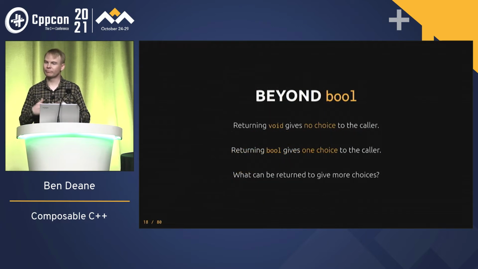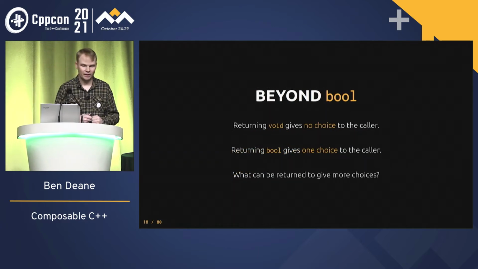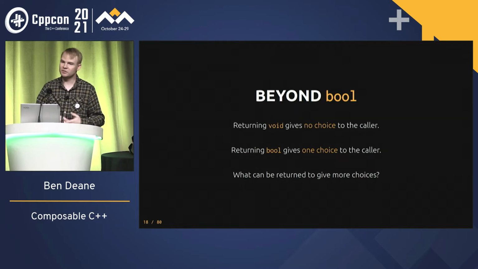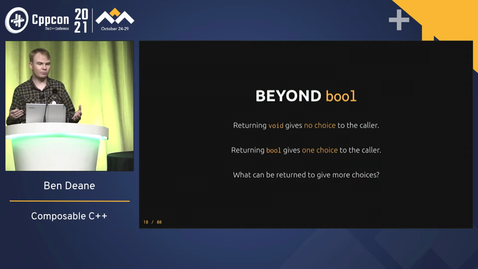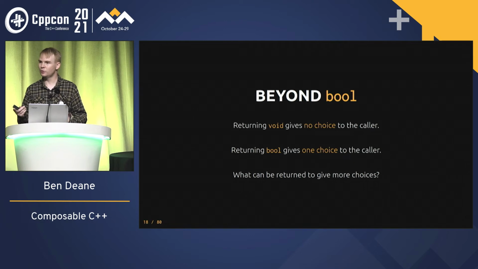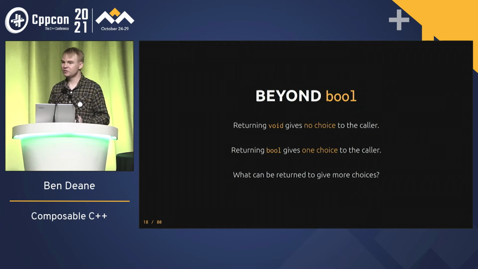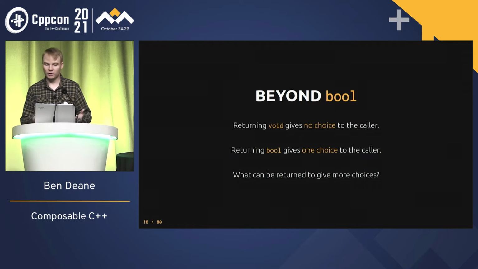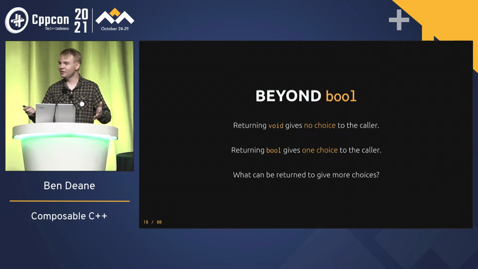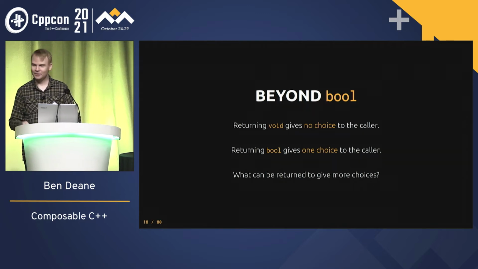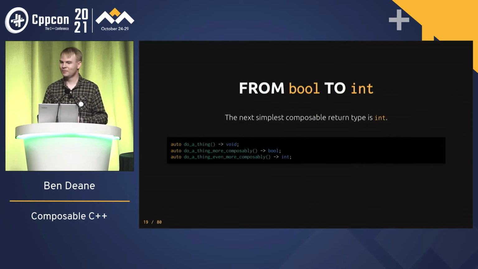Okay, so let's go a bit beyond bool. Returning void, I said, gives no choice to the caller. Returning bool gives exactly one choice to the caller. So the natural question next is, what can be returned to give more choices to the caller, more composability? Int. Thank you, Jason. You haven't seen my slides.